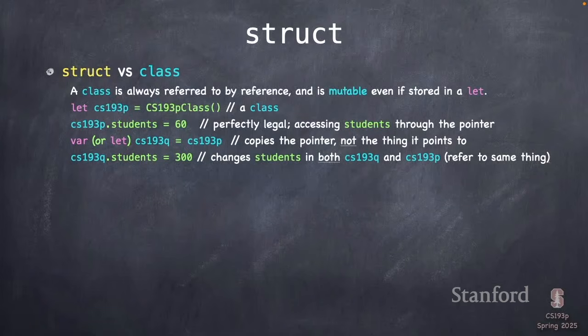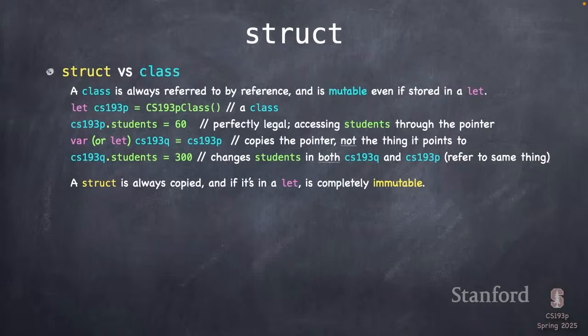That's the way reference works. And this is the way code you're used to writing would work. But let's see the same thing with structs. Structs are always copied, and if it's a let, it's immutable.